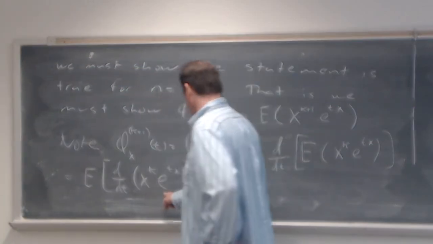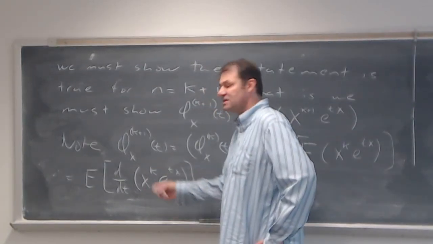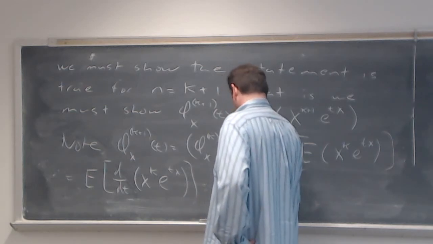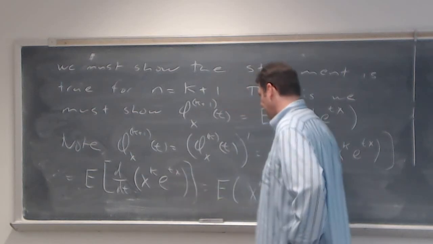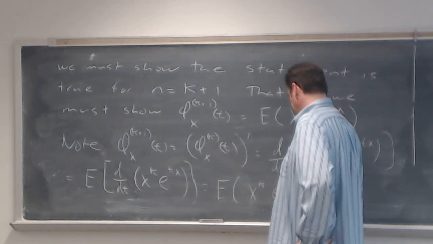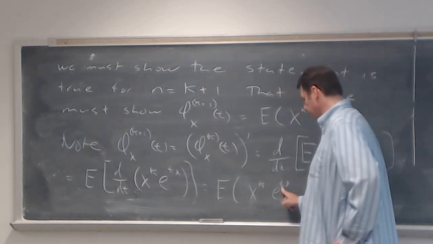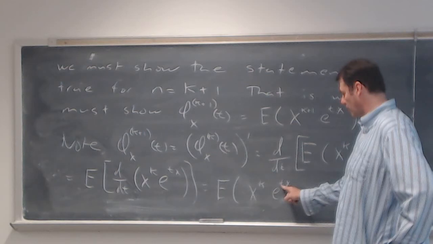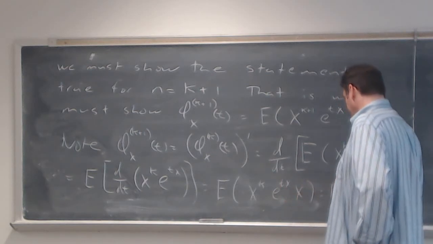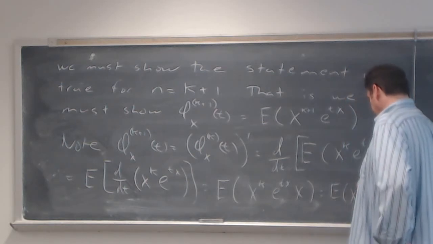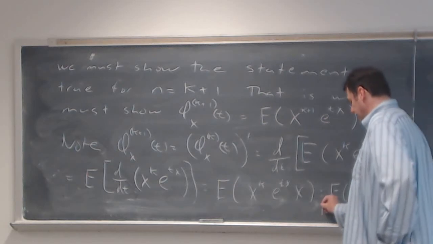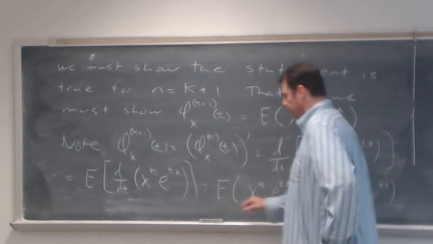When I'm taking the derivative of this function with respect to t, x to the k is a constant, so we just write it down. Expected value, I write down x to the k. And then I've got to take the derivative of e to the tx with respect to t. But again, that's e to the tx, and then by the chain rule I've got to take the derivative of tx, which is just x. And so that's equal to the expected value of x to the k plus 1 e to the tx, and that's what I wanted to show. So that's the proof. By induction, we have the formula.